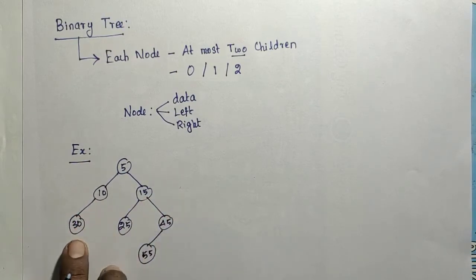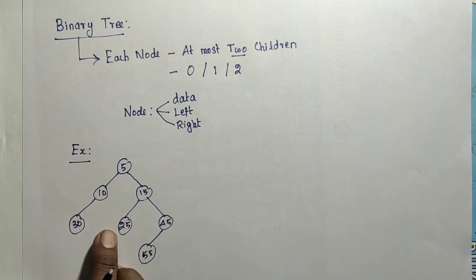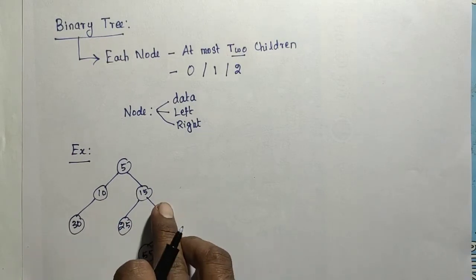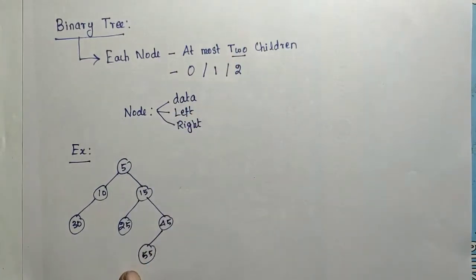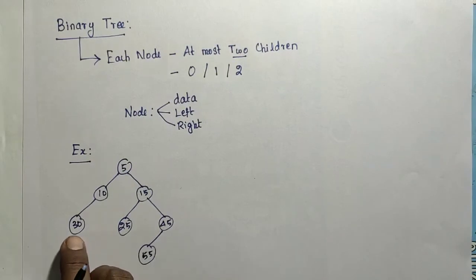So see here, only one node is there. Left alone is there for the 10, right is not there. Okay. So be clear, not exactly two children. At most what? Two children. It allows a node without any children also. For example, 30 is not having any more children.